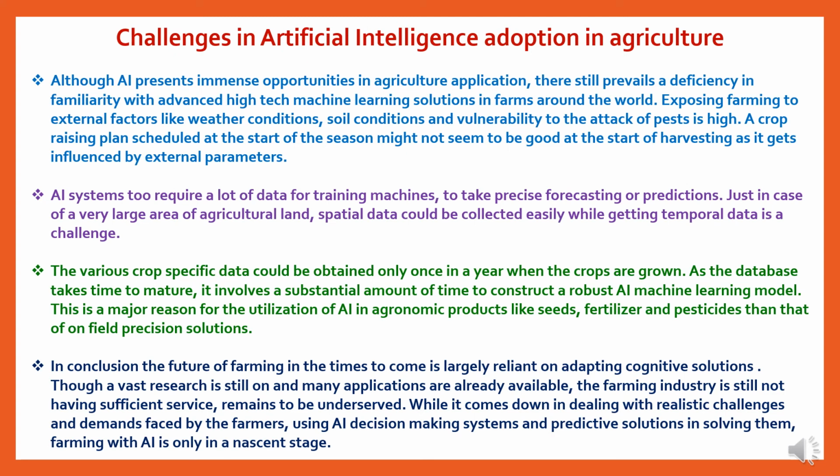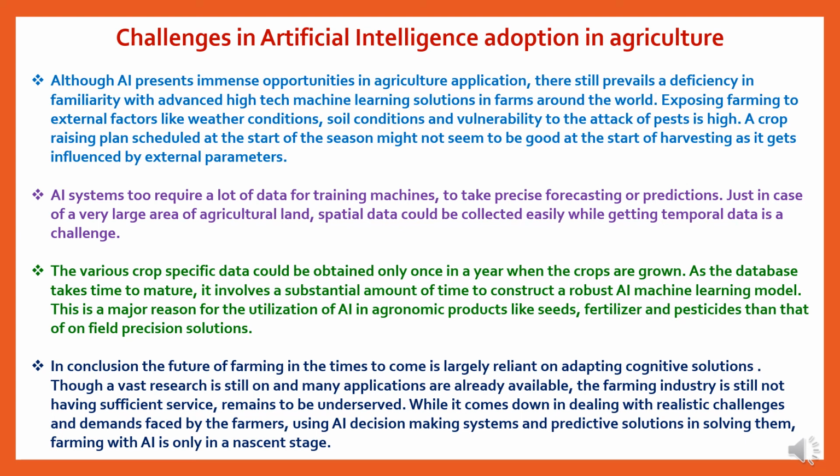Now we will study the challenges in artificial intelligence adoption in agriculture. Although artificial intelligence presents immense opportunities in agriculture applications, there still prevails a deficiency in familiarity with advanced high-tech machine learning solutions on farms around the world. Exposure of farmers to external factors like weather conditions, soil conditions and vulnerability to pest attacks is high. A crop raising plan scheduled at the start of the season might not be good at the start of harvesting, as it gets influenced by external parameters.